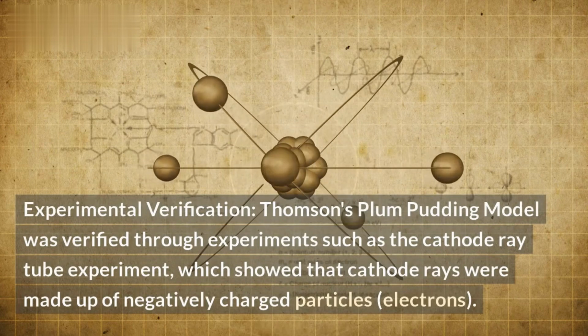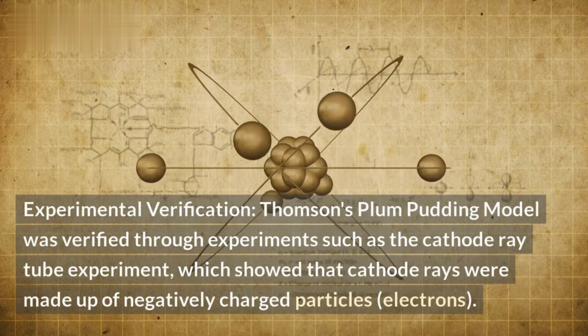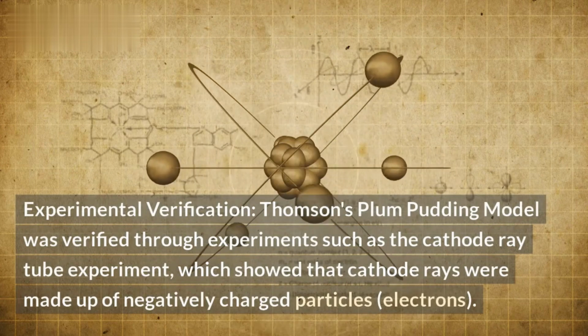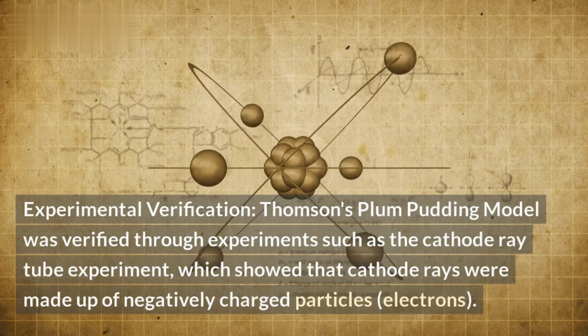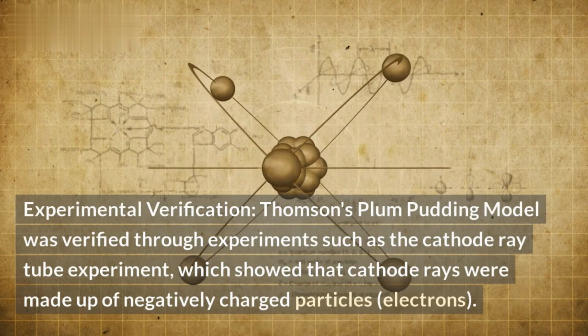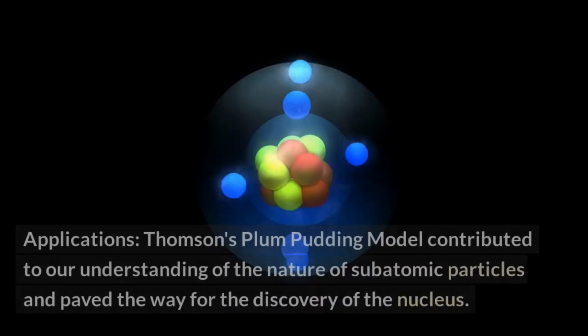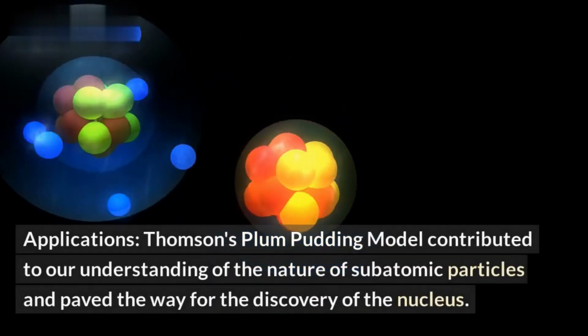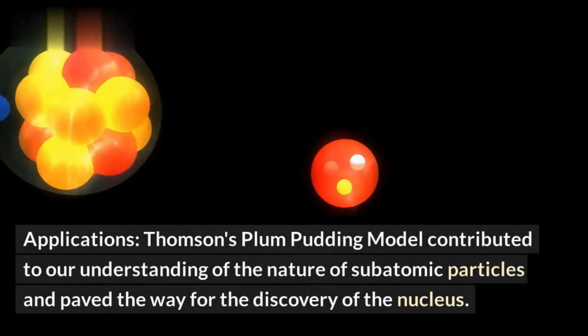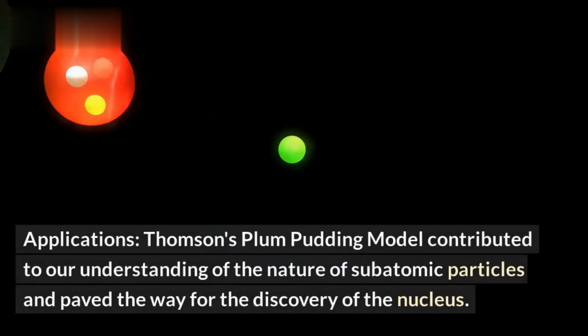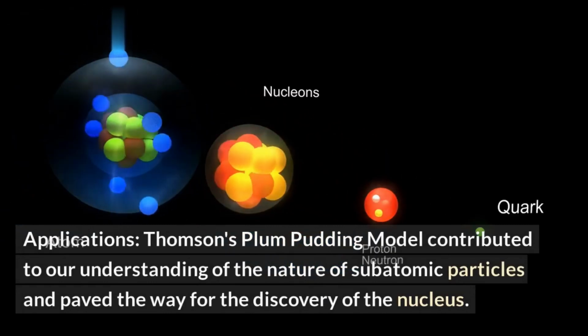Experimental verification. Thomson's plum pudding model was verified through experiments such as the cathode ray tube experiment, which showed that cathode rays were made up of negatively charged particles, electrons. Applications. Thomson's plum pudding model contributed to our understanding of the nature of subatomic particles and paved the way for the discovery of the nucleus.